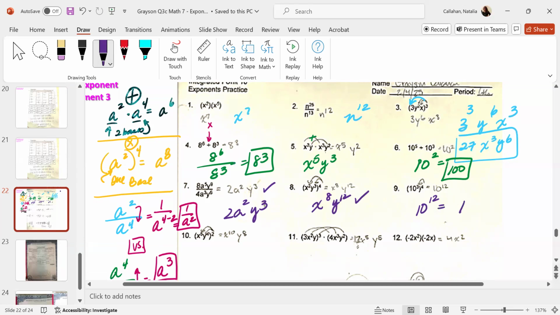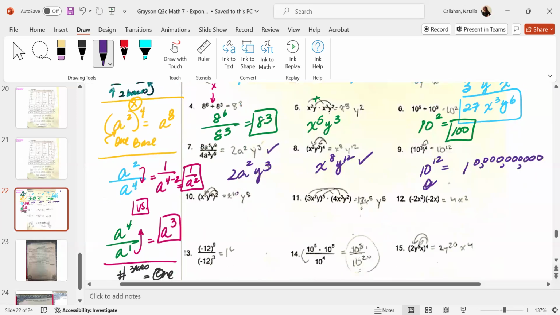So for this one, 10 to the 12 is 10 and then 12 zeros, isn't it? I'm sorry, it's just 1 and then 12 zeros. 1, 2, 3, 4, 5, 6, 7, 8, 9, 10, comma. So it's a trillion. Does that make sense? So it's 1 and 12 zeros.